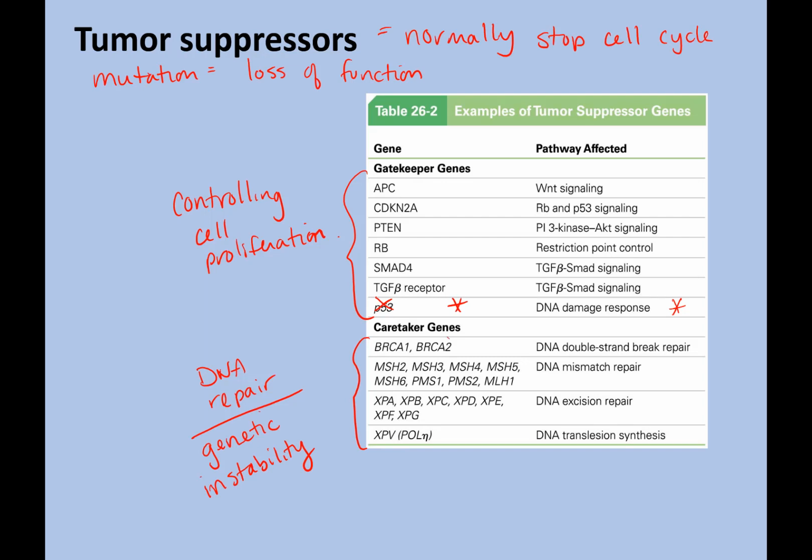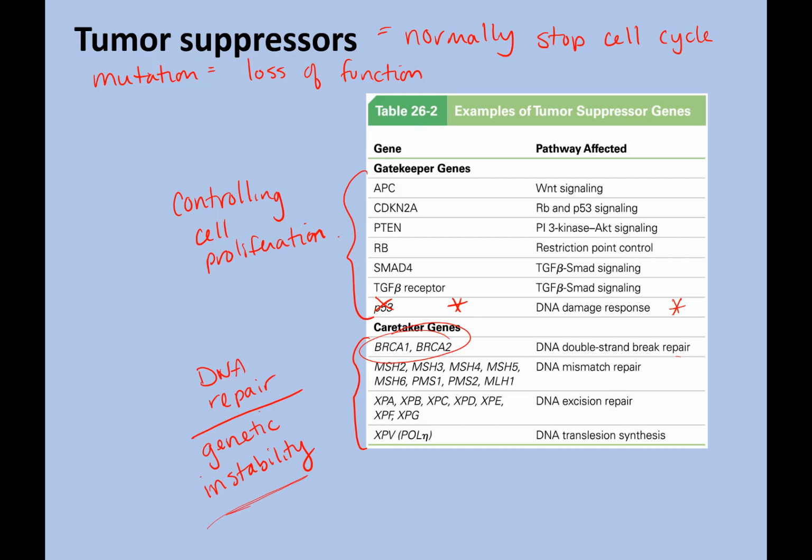One of the caretaker genes you're probably familiar with is BRCA1, BRCA2, the breast cancer genes. These genes are normally involved in double-stranded DNA break repair. So if your DNA gets broken, both strands, BRCA1, BRCA2 come in and help with that repair mechanism. So if they're mutated, you have a defect in repairing those mutations correctly, and you're going to gain more mutations, and that's what genetic instability is.